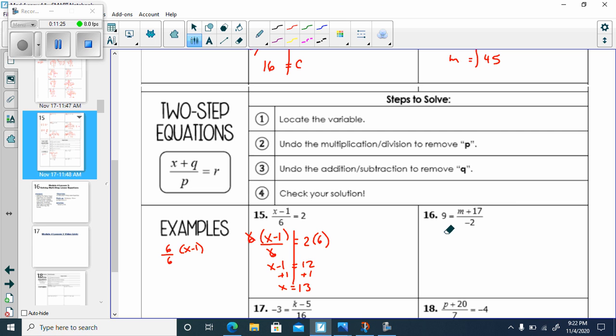Same thing here. If I'm dividing this m plus 17, this whole thing, by -2, and it's equal to 9, the opposite of dividing by -2 is to multiply by -2. That would give me -2/2, so this cancels. What I do to one side, I do to the other, so I needed to multiply that by -2. That gives me -18 is equal to m plus 17. Let's subtract 17 from both sides, and m is -35. Okay?